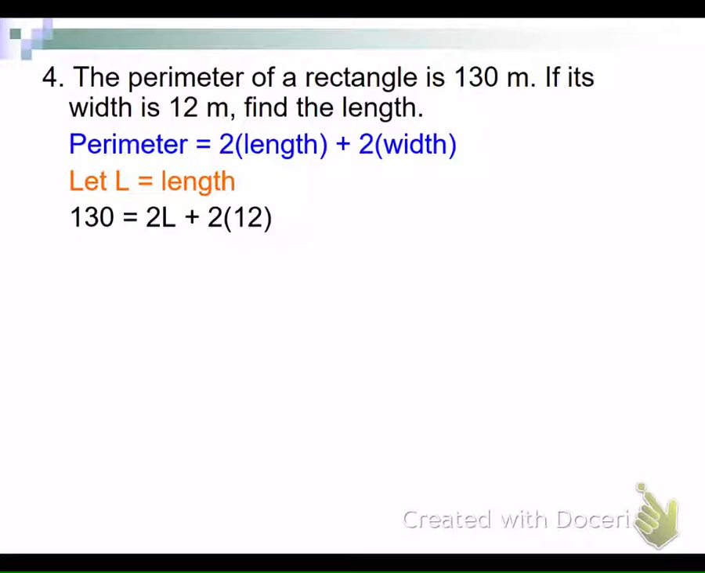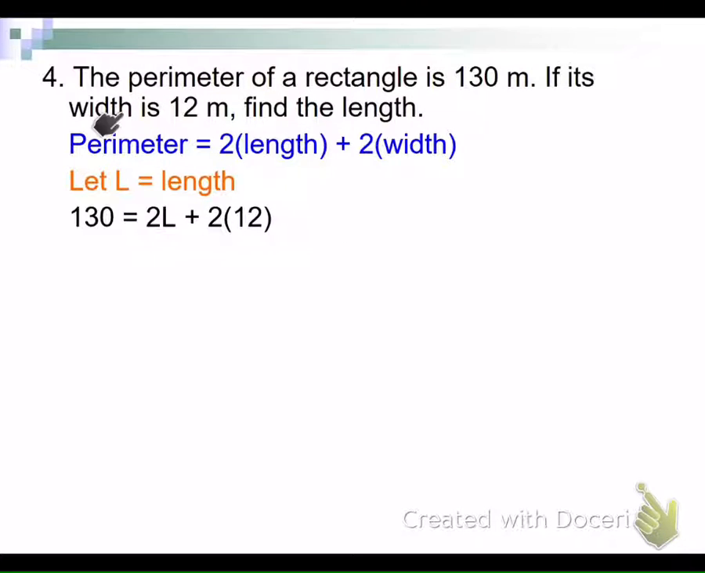All right, so I am going to call the length L. The perimeter of a rectangle is 130 meters. If its width is 12 meters, find the length. I don't need a variable for the width because I already have it.